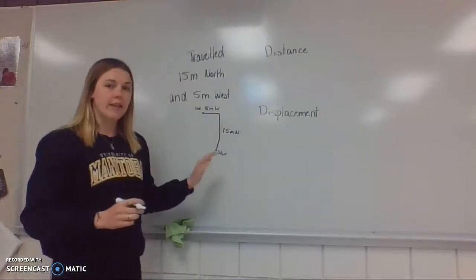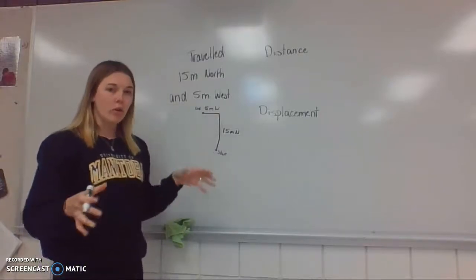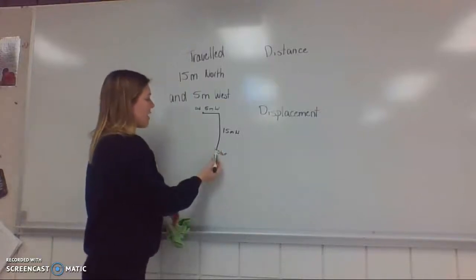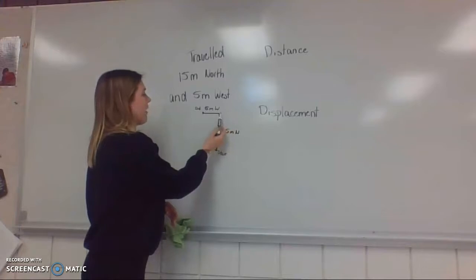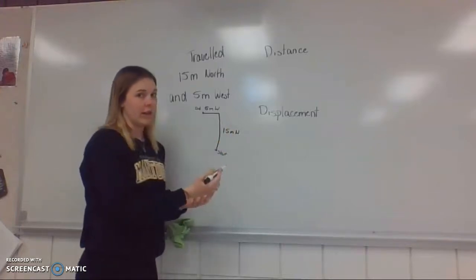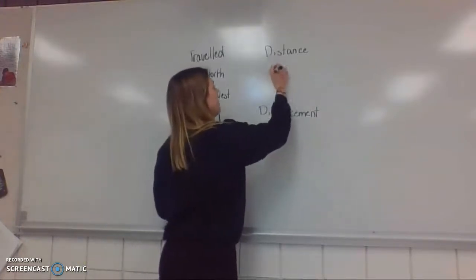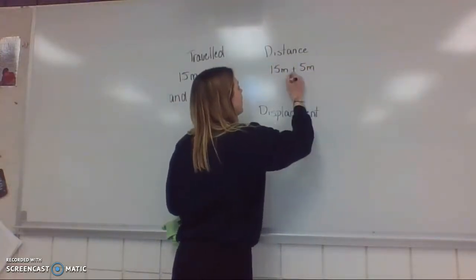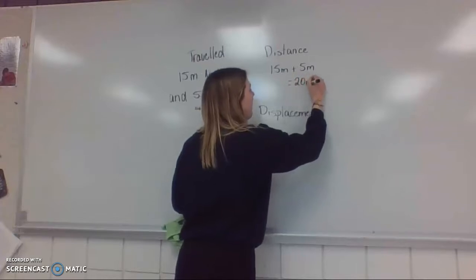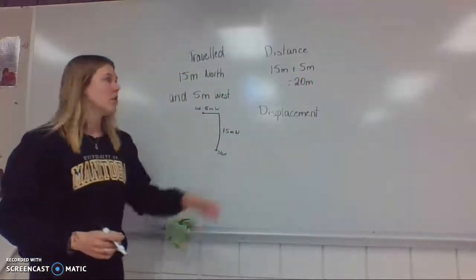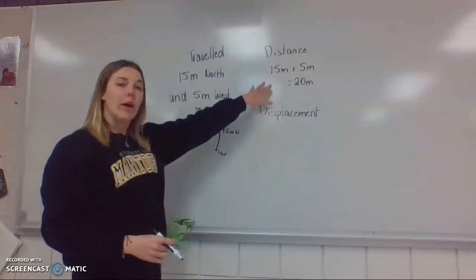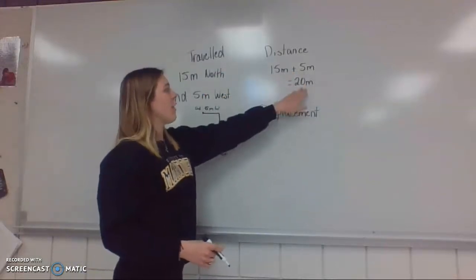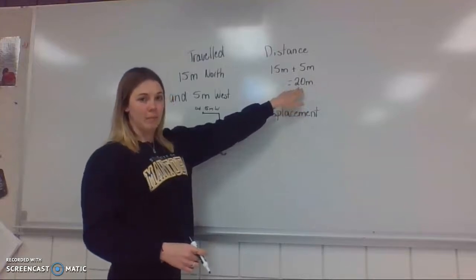So when we're calculating distance, we know that we're just looking for the total ground covered by that individual. So if an individual went from here, walked all the way 15 meters north, and then walked 5 meters west, that's how we're going to calculate this out. So for distance, it would simply be 15 meters plus 5 meters, which would equal 20 meters. Okay? So again, distance is just the total ground covered. We don't need a direction. We just have 15 meters plus 5 meters, so we know this individual covered a ground of 20 meters.